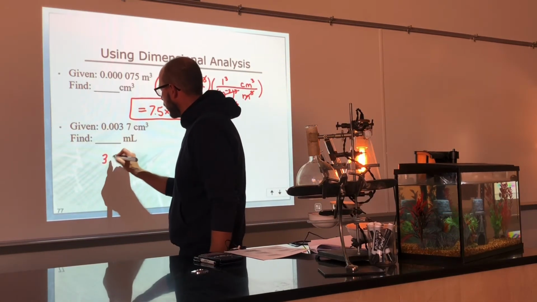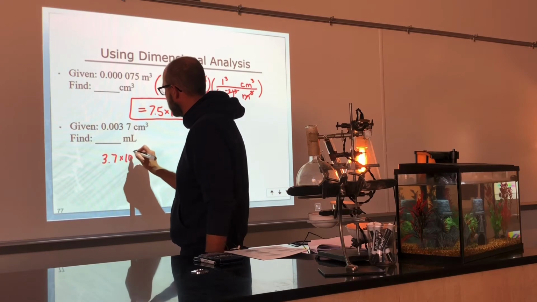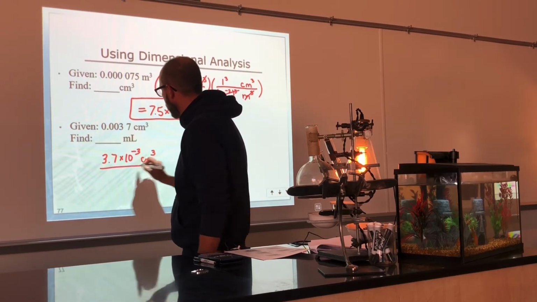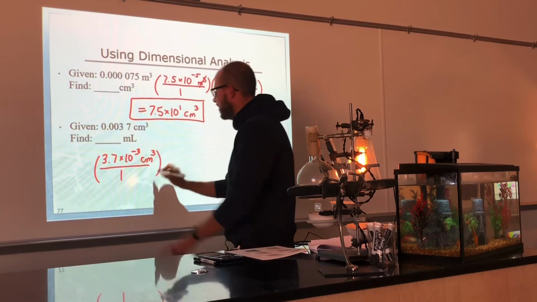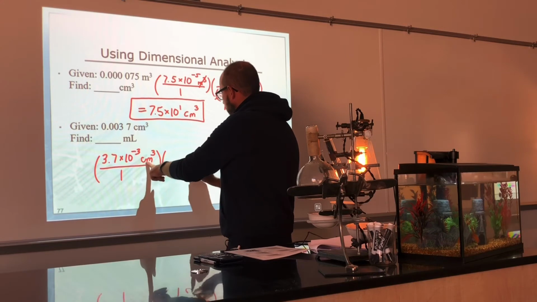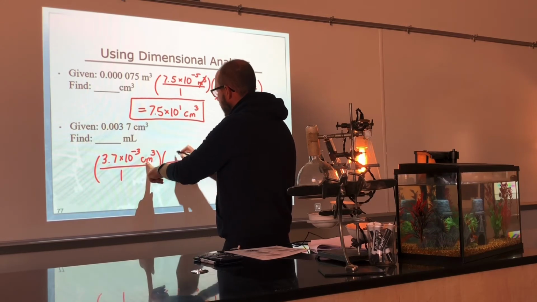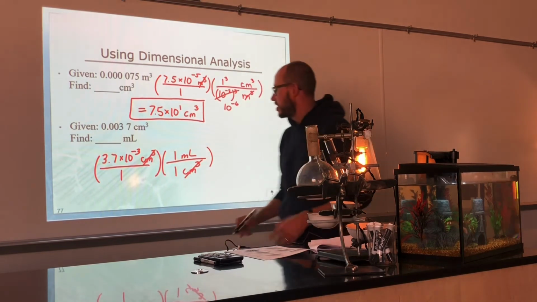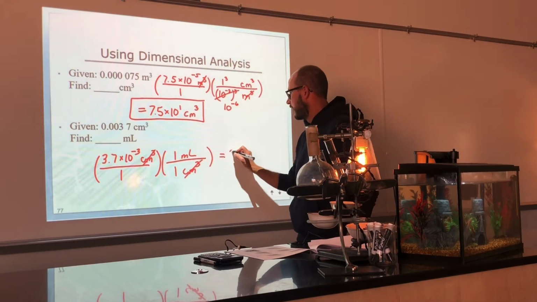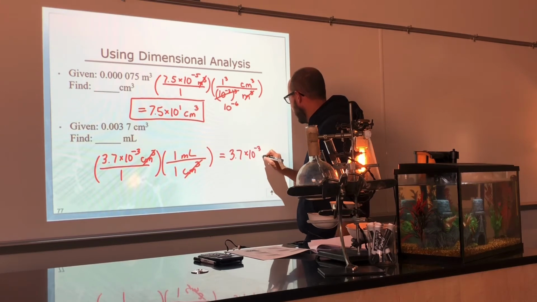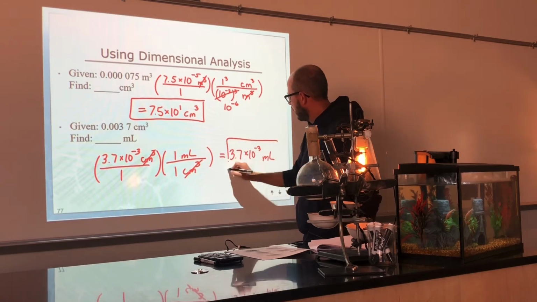3.7 times 10 to the minus 3 cubic centimeters over 1. And if these are equal to one another, my conversion looks like this. 1 cubic centimeter is 1 milliliter. In other words, the unit changes, but the number stayed the same. So it's still 3.7 times 10 to the minus 3, but the unit is milliliters.